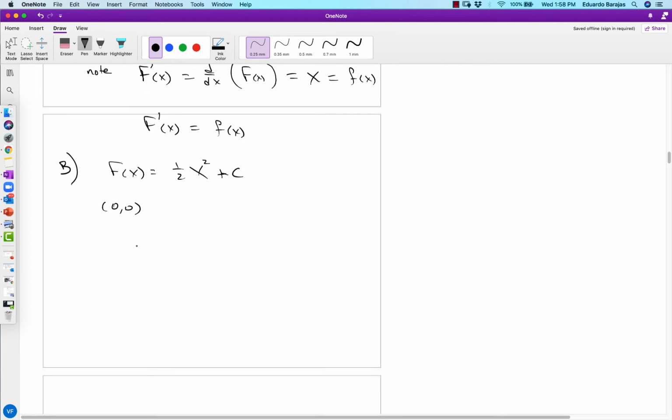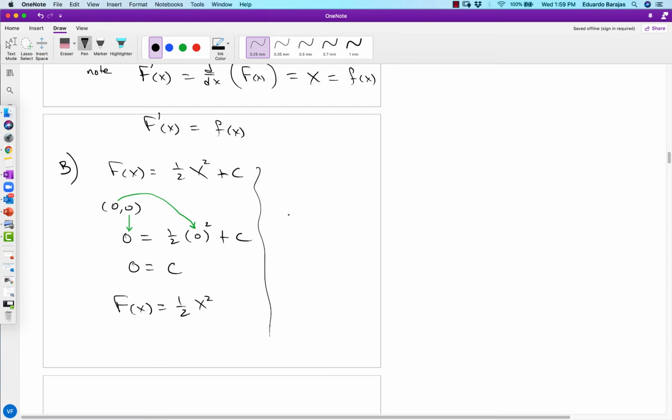So from here, we can conclude that it must be true that 0 equals 1/2 times 0 squared plus c, right? Where this 0 is the output, and this is the input that goes there. Good. And well, in this case, we're going to get that 0 equals c, and so capital F of x then becomes 1/2 x squared plus 0. Okay. Sometimes 0 is so easy that it gets a little confusing.